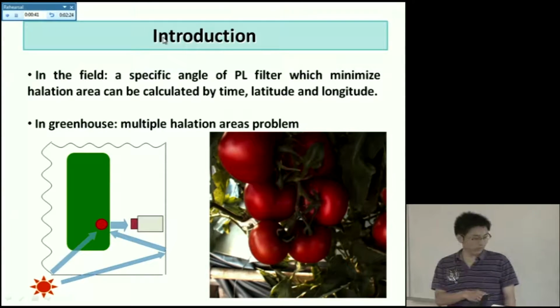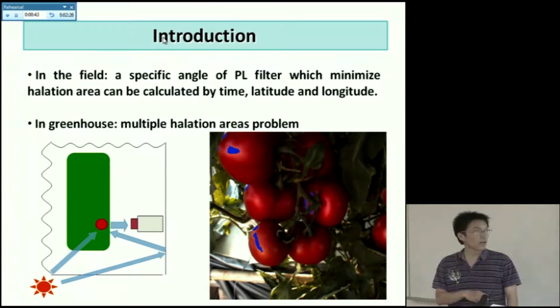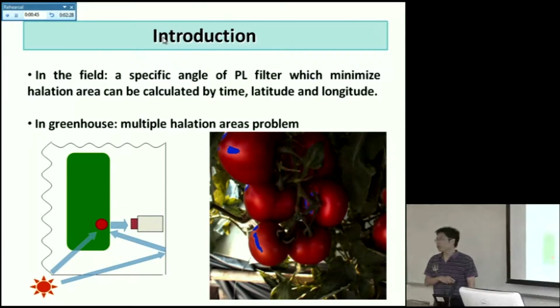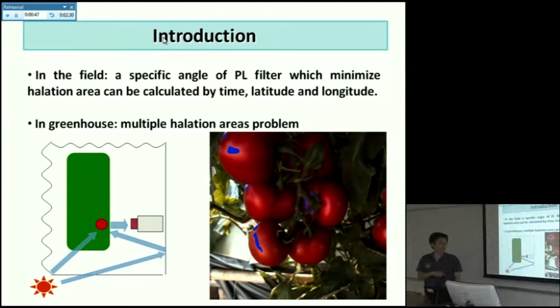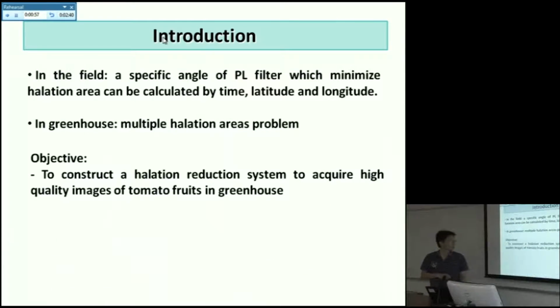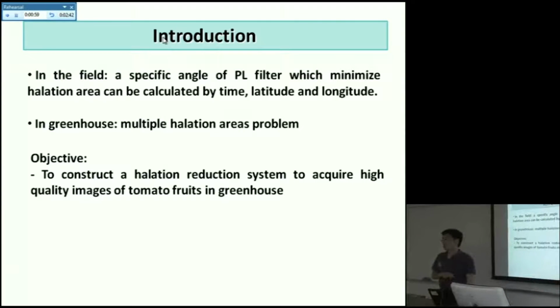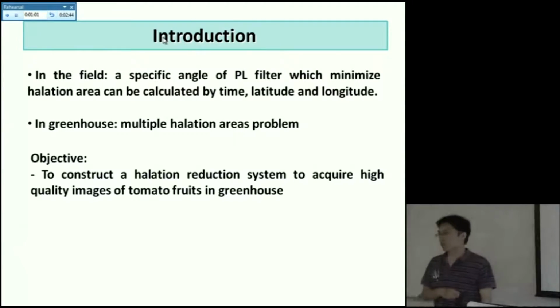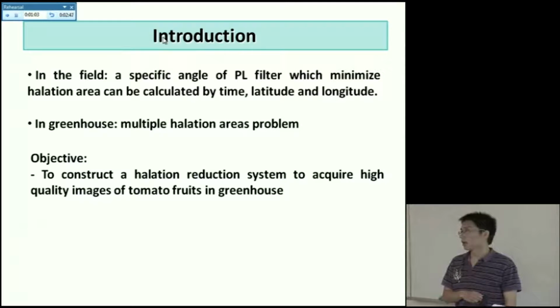Look at this image. The blue part indicates that the halation area appeared on the tomato surface. So in this case, we can't use one rotational angle of PI filter to remove them all. So the objective of this research is to construct a halation reduction system to acquire high quality images of tomato fruits in greenhouse.